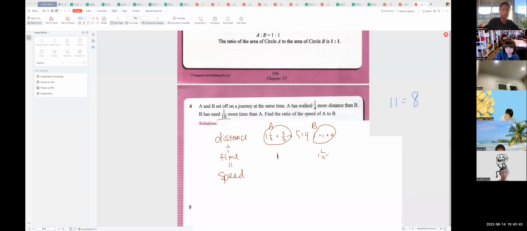那两边都去乘以10，这边就是10，这边就是11。Correct? So the distance wise, A using 5 portion and time A using 10 portion, what is B? The distance version for B is 4, and the time version for B is 11. So what is the speed of B? Is 4/11. Correct, everybody? Okay, so now let's take a look at this one.